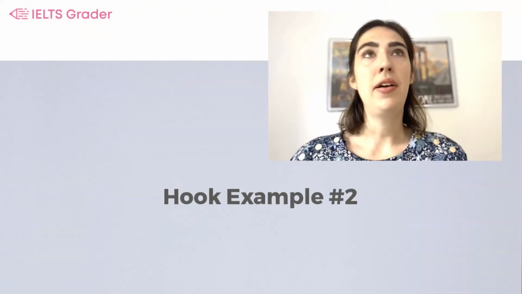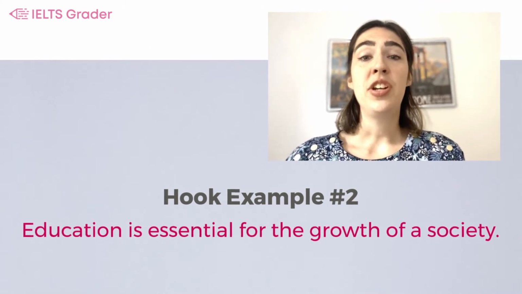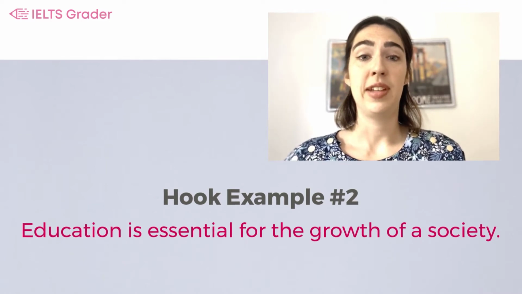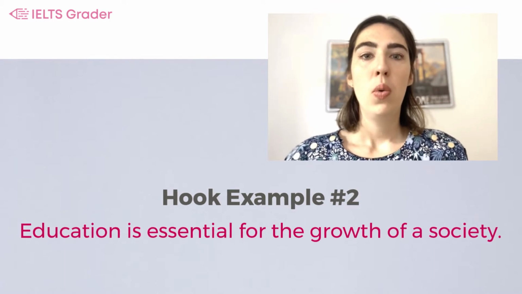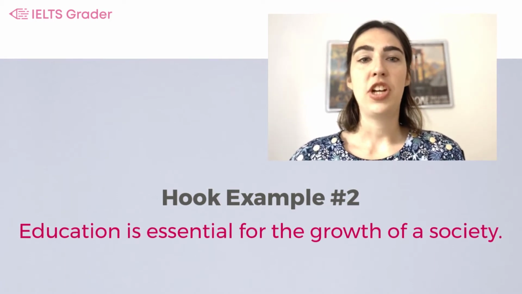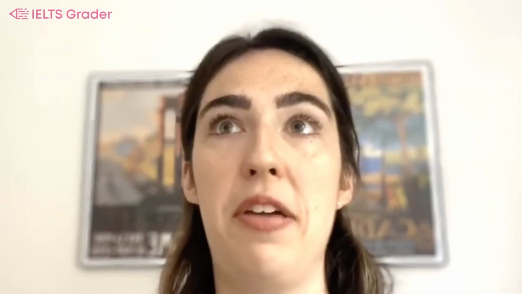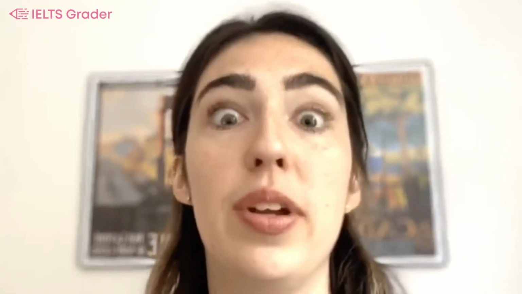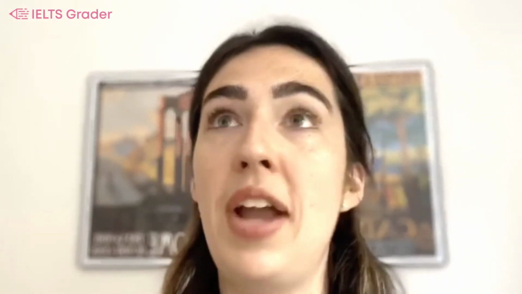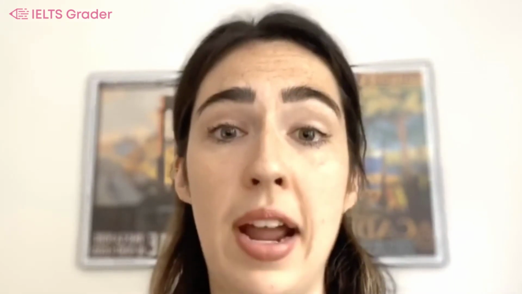A second hook that we could potentially consider would be, education is essential for the growth of a society. In this way, similar to the one before, we're kind of hinting at the fact that education should be equal among all people. I'm going to stick with resources being unequal between different schools, and then the fact that tuition is really expensive.